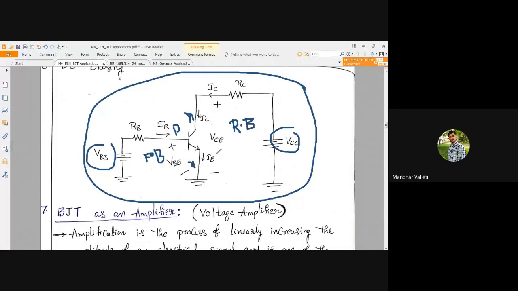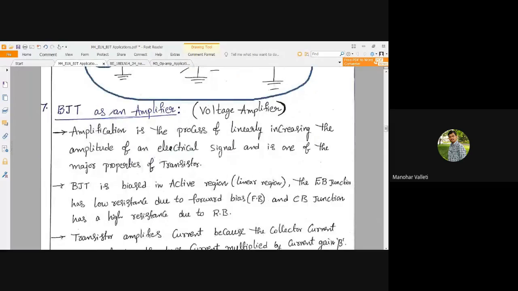Now we will see the actual syllabus topic, BJT as an amplifier. That amplifier is also working as a voltage amplifier. We'll just see the voltage amplifier application. So we'll briefly recap what amplification actually is. We already saw it in the previous class.